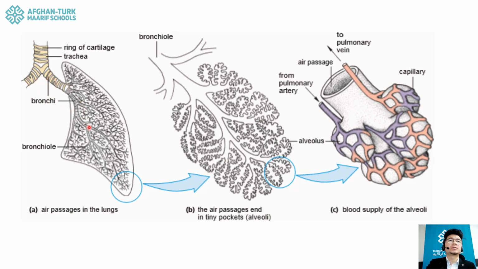As you can see in this diagram, this is the trachea, these are the two branches, then it is divided into smaller parts called bronchioles, and they end in a very small air sac called the alveoli.